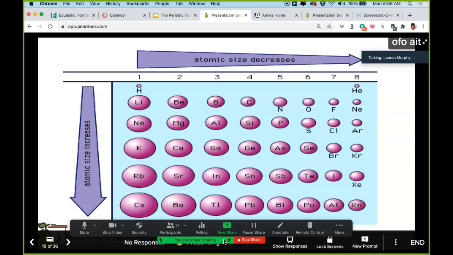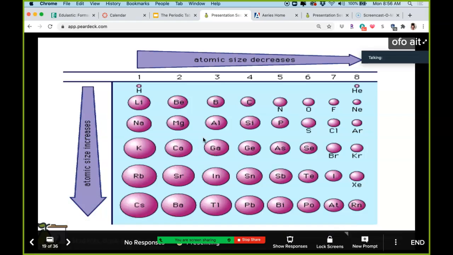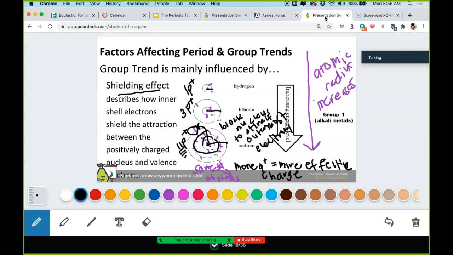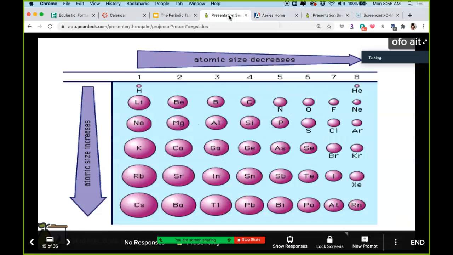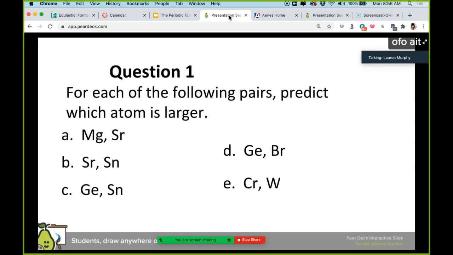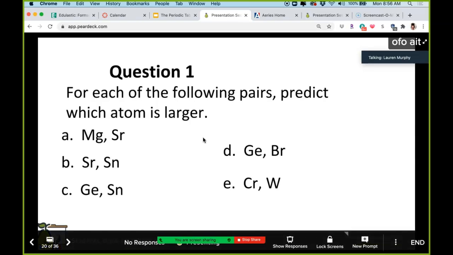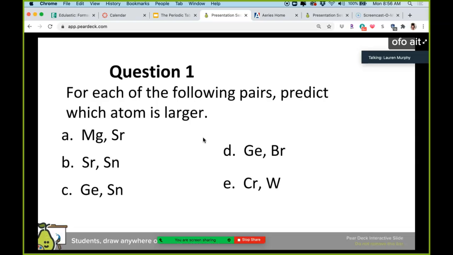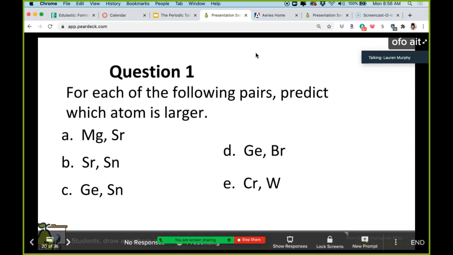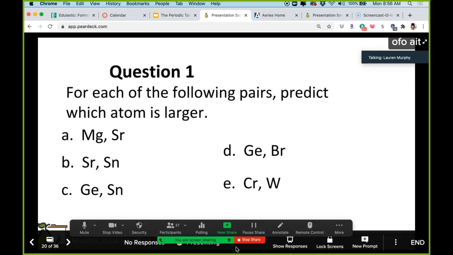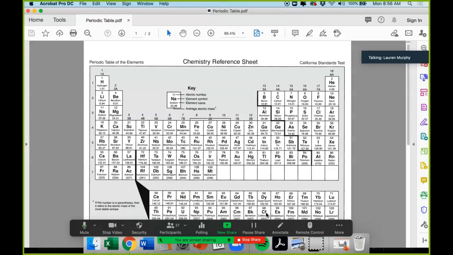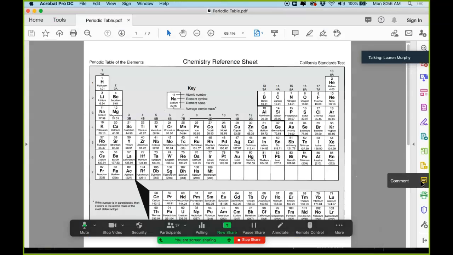Are there any questions about atomic radius? Okay, so I want you to take a moment, and I'm going to pause this. Actually, I'm going to do A and B with you, and then you're going to do C, D, and E. Which of the following pairs is larger? So magnesium or strontium? Now you're going to need your periodic table, and you're going to have to compare them.